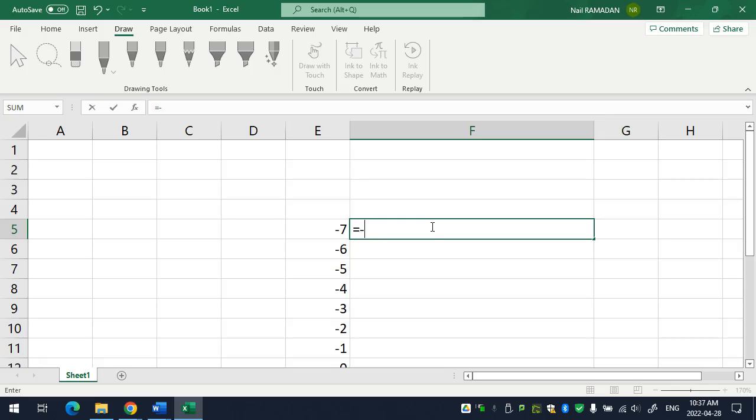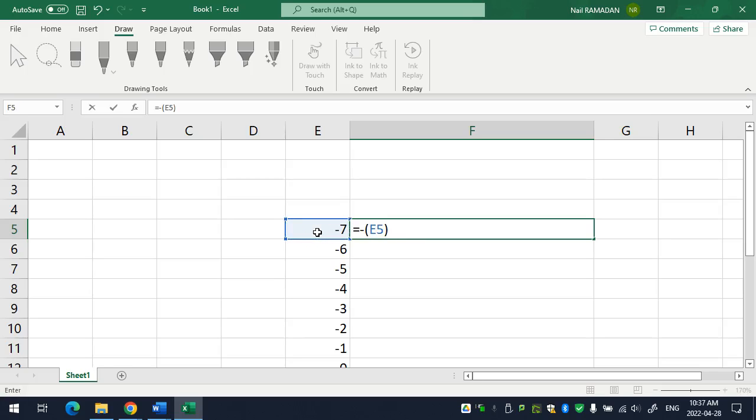Then what? I need to click the -7 and put it to a power of what? 2. So I'm going to put it in a bracket. I don't need to, but let's do that. And then I'm going to click on the -7. Nice. E5. Close the bracket.